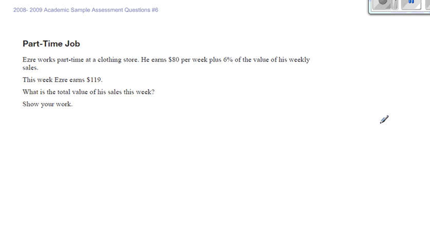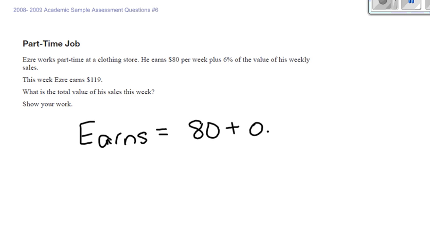And this is a similar question. It says Ezra works part-time at a clothing store. He earns $80 per week plus 6% of the value of his weekly sales. This week, Ezra earns $119. What is the total value of his sales? So Ezra earns $80 plus 6% of his sales.